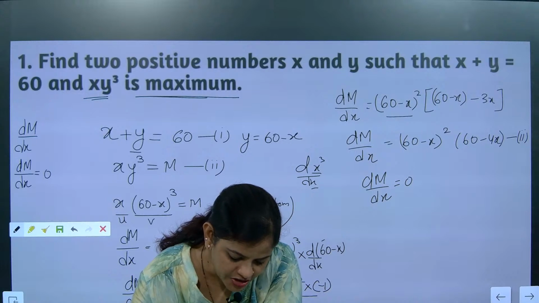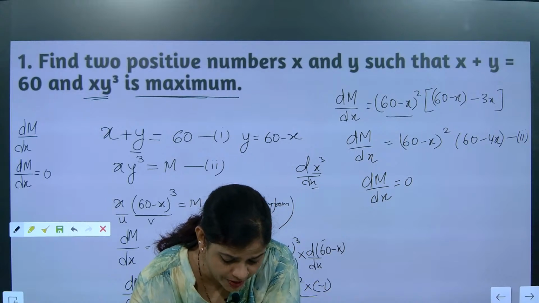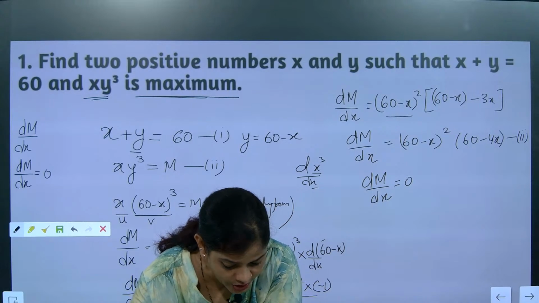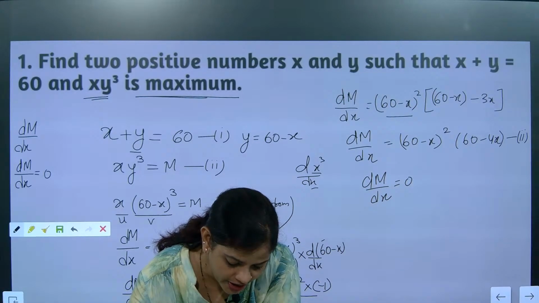Now, beta, after this, it is totally up to you which one you are going to take. I took this one. You can take the next one also. Not at all a problem. Take it.